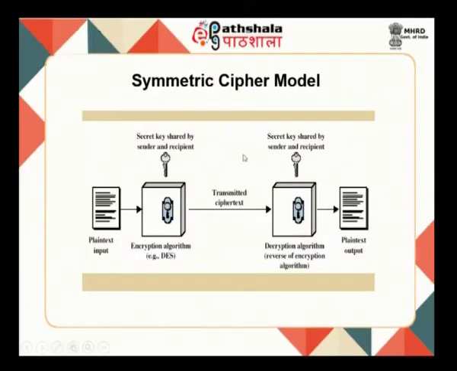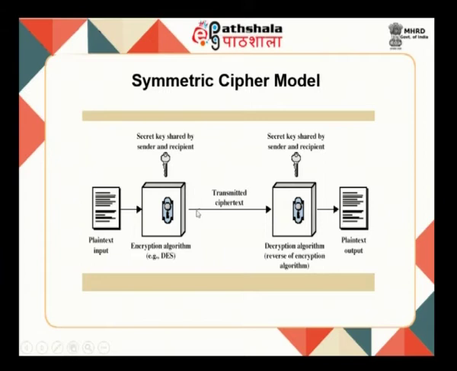What do you need for that process? You need a key. The key is going to be common between the two users who want to share the secret information, and such a cryptographic model we call a symmetric cipher model. As you can see in this diagram, the secret key is shared between sender and recipient. Here also we can see sender and recipient.